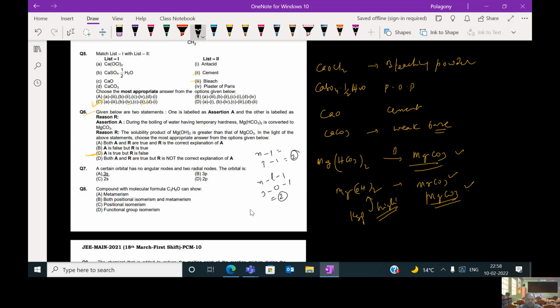Now, we got 2 radial nodes. How do we get angular nodes? The angular nodes equal l, and for an s orbital the value of l is 0. So option A, the 3s orbital, is the most appropriate one.